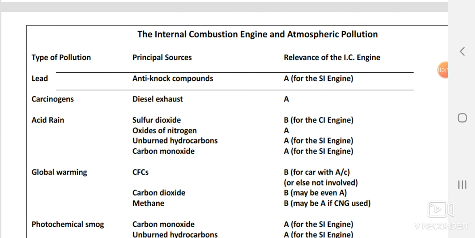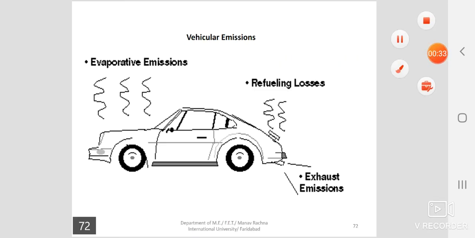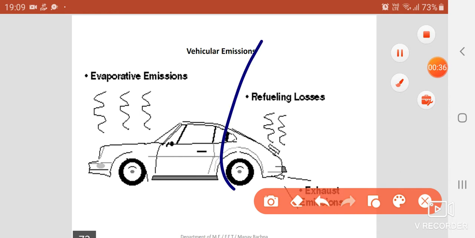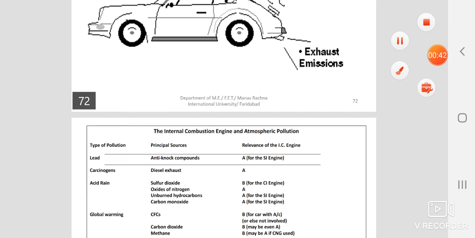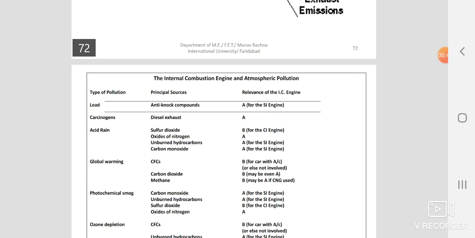Now we'll be talking about the different compounds and their effect on global warming and pollution. The different types of pollution. First one you can see, I'm talking about lead. First one I will be talking about lead.